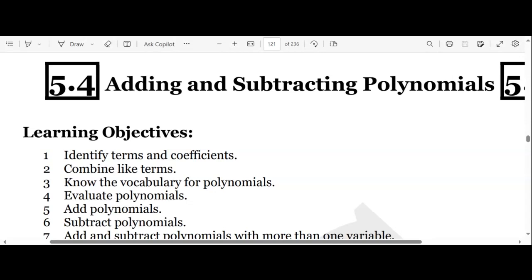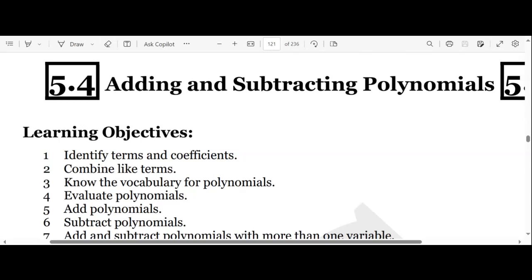Let's take a look at the objectives. 1. Identify terms and coefficients. 2. Combine like terms. 3. Know the vocabulary for polynomials. More than one term, polynomials. Okay, in Arabic means ذو الحدود.